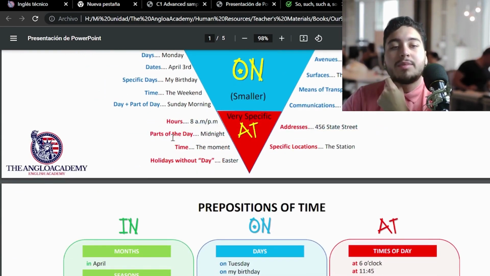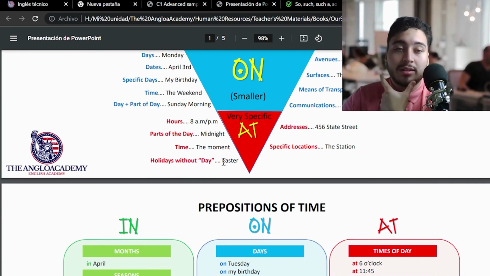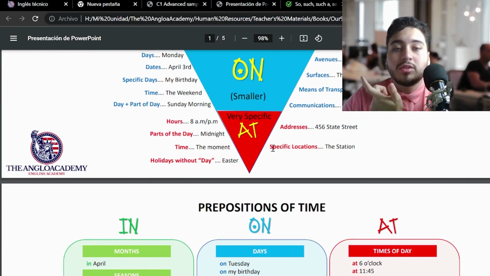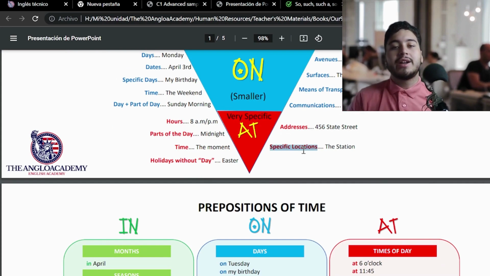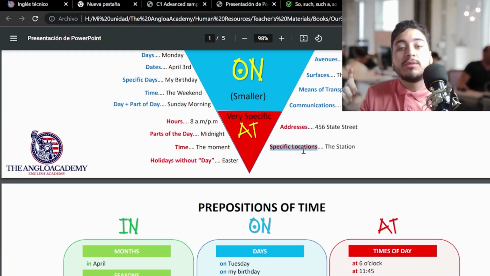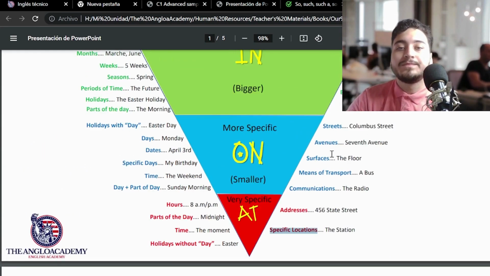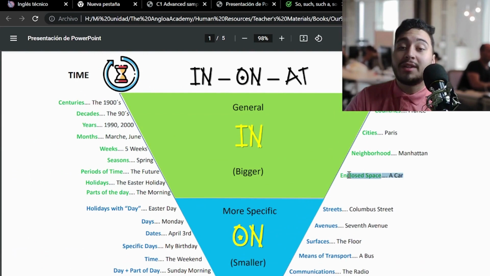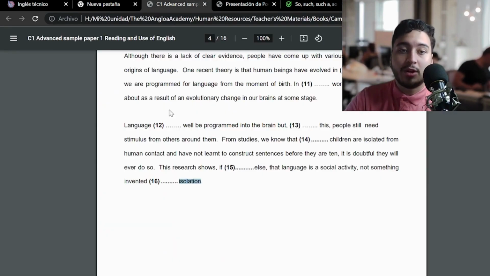"At" is used for hours, parts of the day, time, and holidays without "day," for example, at Easter. And it is used also for specific locations. So I can be in the university, or you can be at Castilla-La Mancha University. It's different because Castilla-La Mancha University is a specific location for you. So basically here we have an enclosed space, isolation. If we go back, we know that this one is "in," not something invented in isolation.